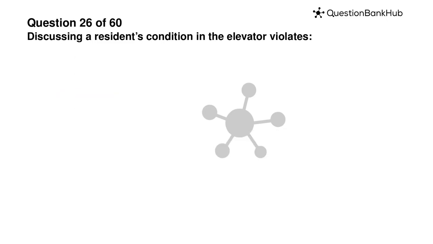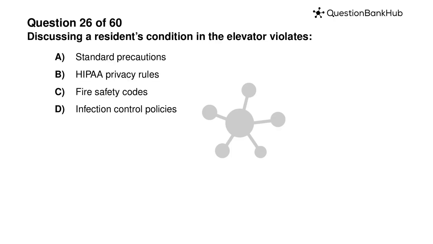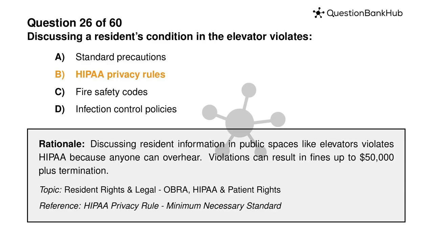Question 26. Discussing a resident's condition in the elevator violates: A. Standard precautions. B. HIPAA privacy rules. C. Fire safety codes. D. Infection control policies. The correct answer is B. HIPAA privacy rules. Discussing resident information in public spaces like elevators violates HIPAA because anyone can overhear. Violations can result in fines up to $50,000 plus termination.